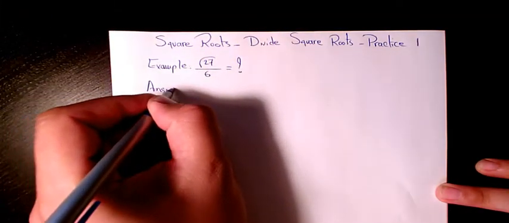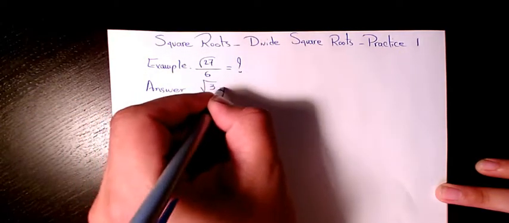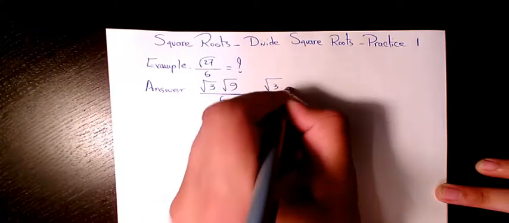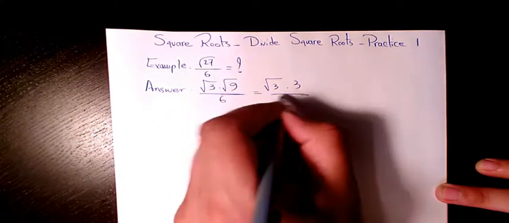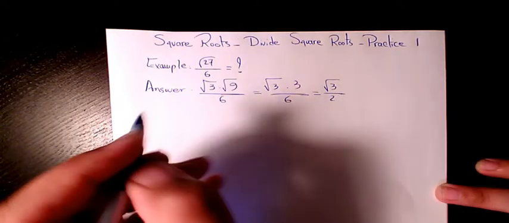Answer is root 27 is root 3 times root 9 divided by 6. It's gonna be 3. Root 9 is 3 divided by 6. These two cancel out. It will be root 3 divided by 2.